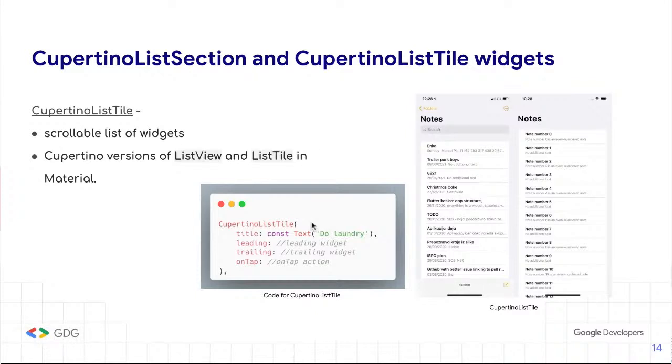So Cupertino list style is going to have a couple of parameters, which is title, leading, trailing, and on tap, almost similar to the list style of material. So again, if the UI calls for an iOS-like UI, then you can use Cupertino list style and Cupertino list sections.